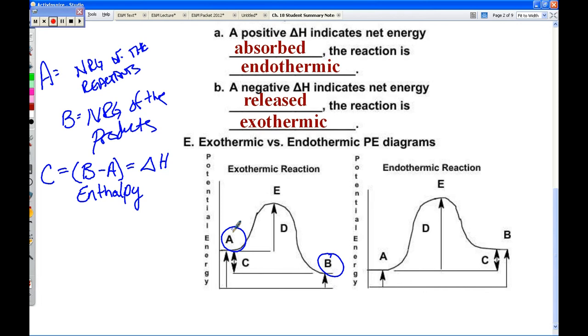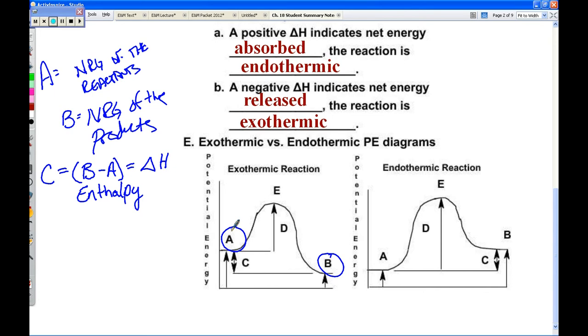Which, by the way, is the definition of anything delta. Whenever you have delta in front of it, it is always your final minus your initial. It is how something changes. All right, so the change in your heat is called enthalpy. And it's going to be the B minus the A to give you what C is. And it'll be in like joules per mole, or kilojoules per mole, or something like that.